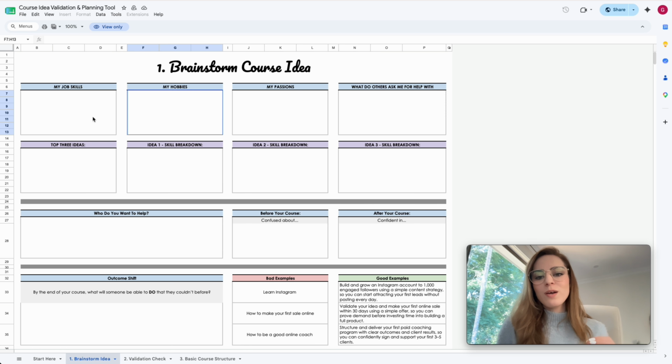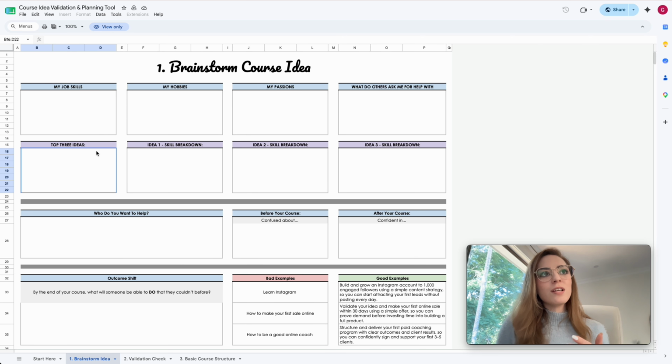One thing I always recommend during this brainstorming stage is writing down at least 10 possible course ideas instead of becoming emotionally attached to the very first one. Because sometimes the first idea feels super exciting, you're super motivated, but when you actually test it, there's no real demand. So having backups is really important here as well.